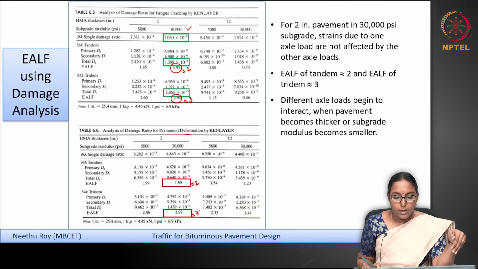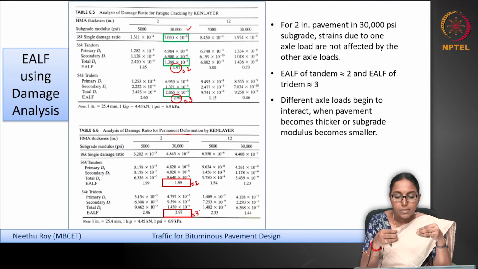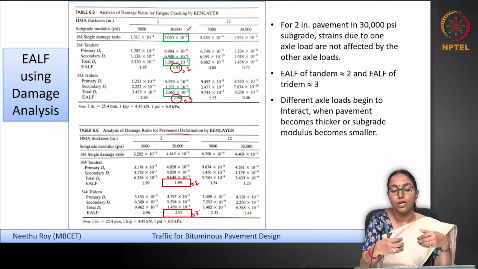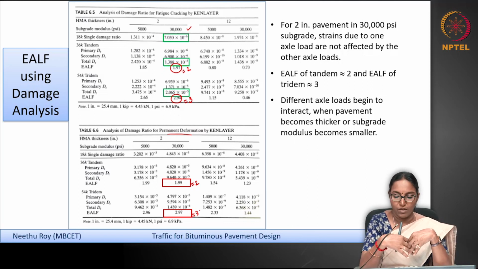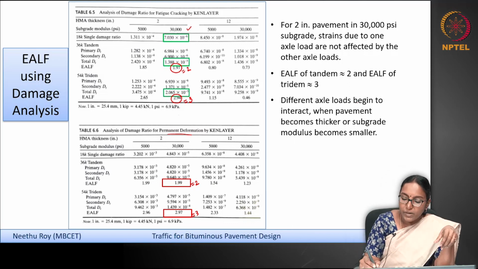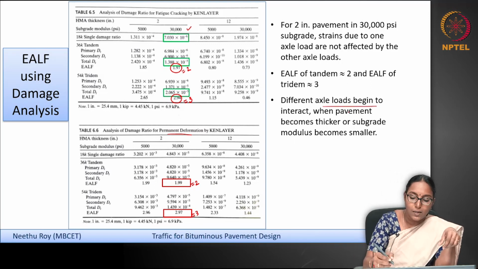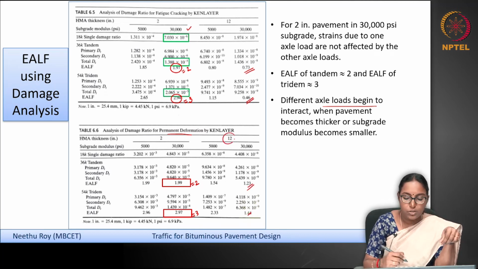So what we observe is that each of these axles are actually acting differently. One axle causes certain damage, and then the next axle causes damage, and there is not much of an overlap between their behavior. The different axle loads begin to interact when the pavement becomes thicker. So as you see here, the equivalent axle load factor has changed when you are considering a 12-inch pavement.